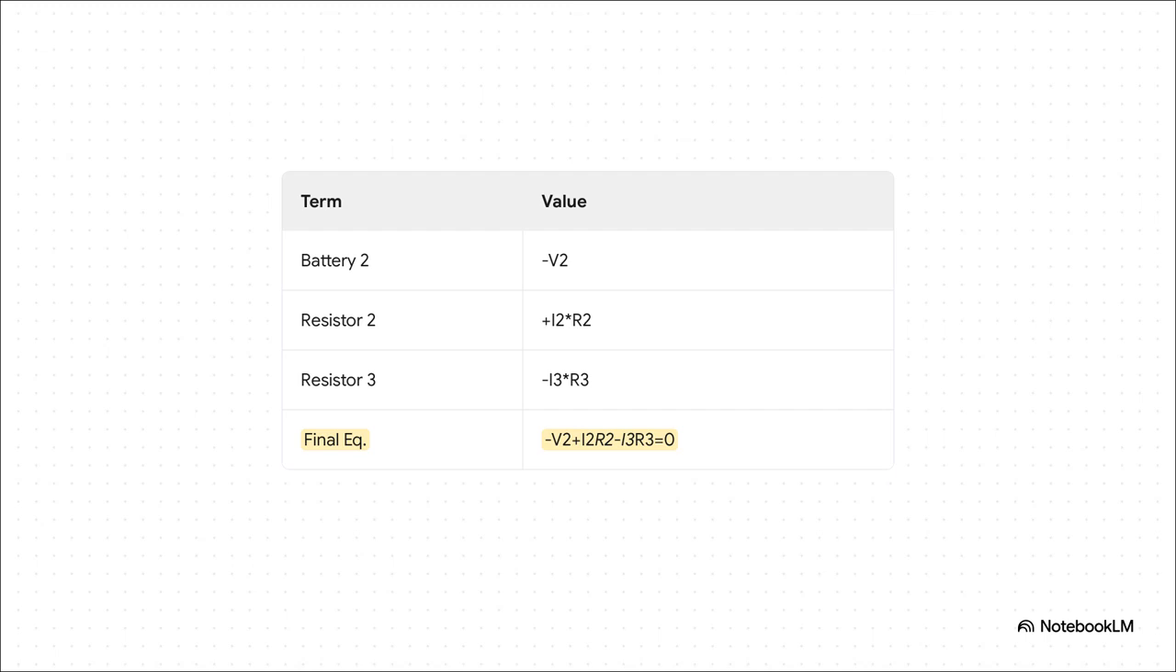Now pay close attention to the signs on this one. As we trace loop 2, we first cross battery 2, but this time, we're going from positive to negative. That's a drop. So we write minus V2. Now, look at resistor 2. Our loop path is going against the direction of current I2. So that actually counts as a voltage gain. We write plus I2 times R2. Then we cross resistor 3 with its current for a final drop. Set it all to 0. See how those sign rules just keep everything perfectly in order?